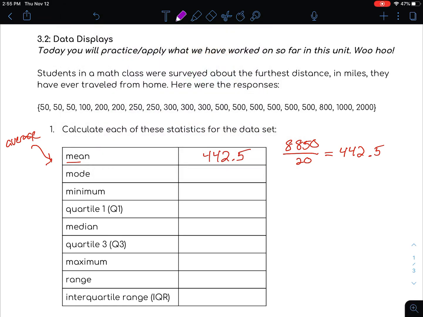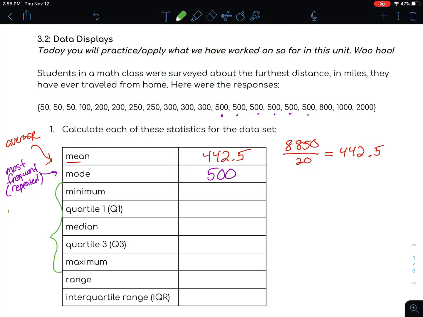So that is the average amount of miles that students said that they had been away from home in this class. All right, then we have the mode. The mode, remember, is the most common or most frequent, most frequent or repeated number. So let's look at our list here. We've got 3 50s. Let's see what else. We've got 3 100s. It looks like the most common one is the 500s, right? We have actually 6 of those. So the most common or most repeated number would be 500.